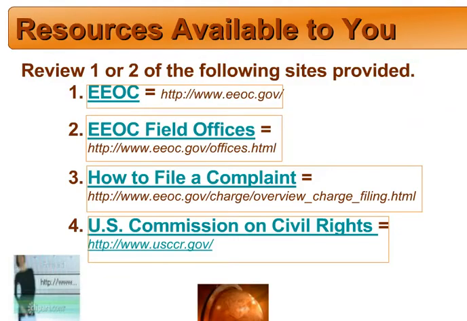Resources available to you. The following are the 4 links to the offices mentioned throughout this training. Take some time and review 1 or 2 of the following sites provided. There are other links on the Equal Employment Opportunity Commission website that you can utilize for more information other than the 4 provided here.